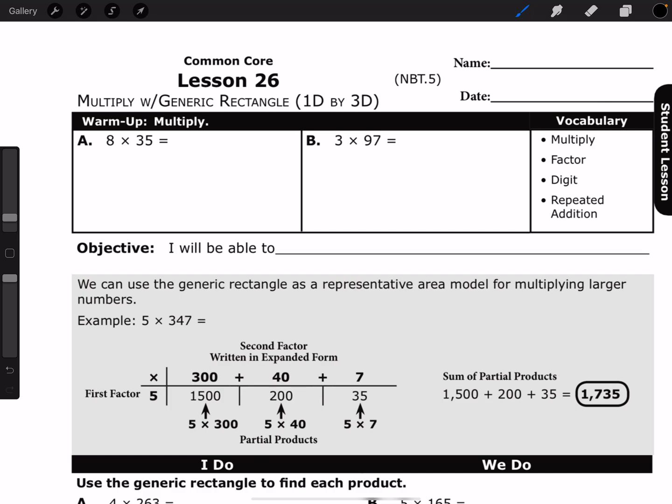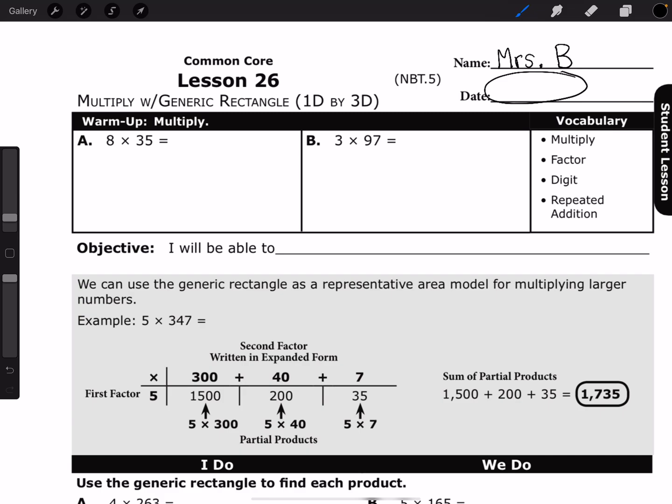Okay, so first off, we know at the top we need to put our name. So I'm going to do Mrs. B. Remember to put that date in there, and it's on the front board next to the schedule.